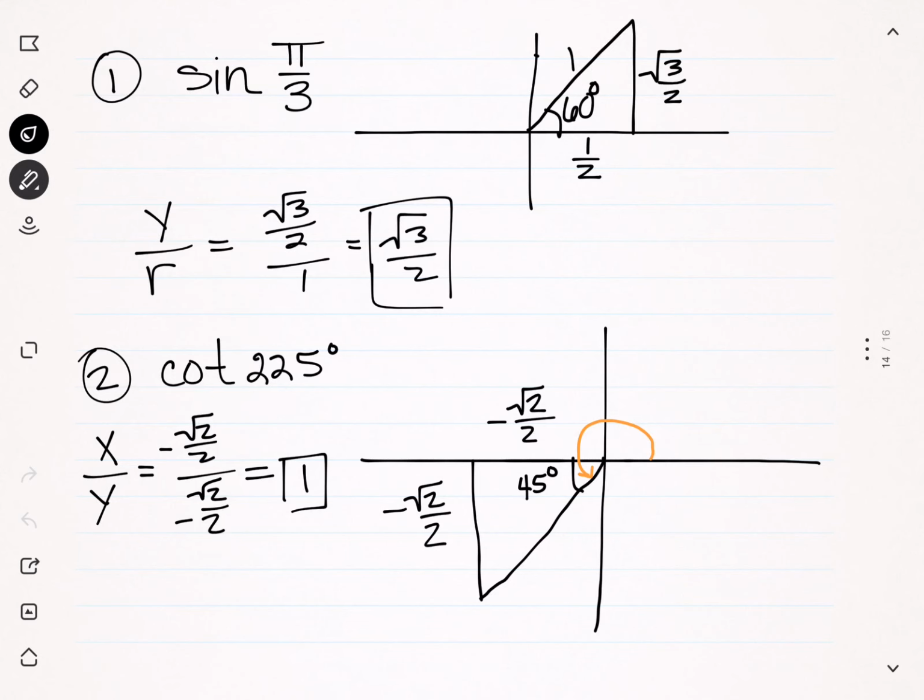Now for number 2, we're looking at the cotangent of 225 degrees. So I graph that angle in standard position. It puts me in quadrant 3 with a reference angle of 45 degrees. So I know at 45 degrees, that's an isosceles triangle, two of the same sides. So my x and y value are both negative root 2 over 2. And of course the radius is 1. But for cotangent, we just need x and y. So it's actually x divided by y, since those are the same number. When you divide them, you get positive 1.